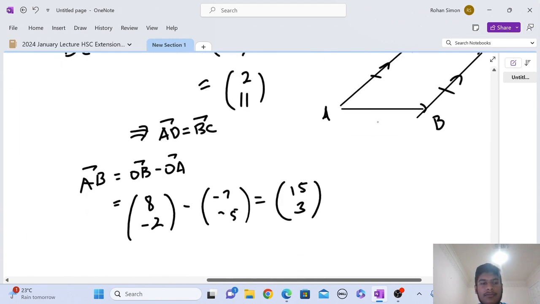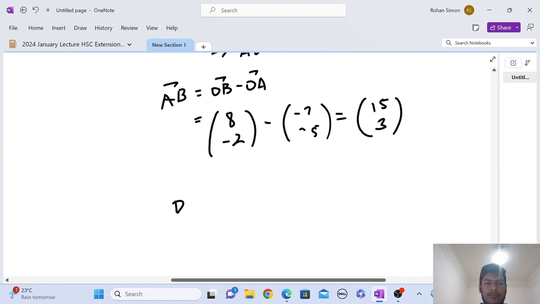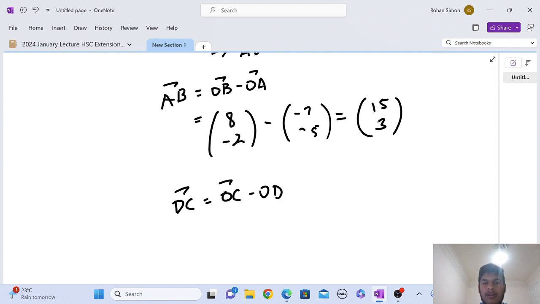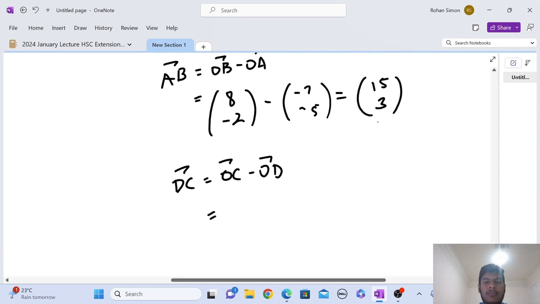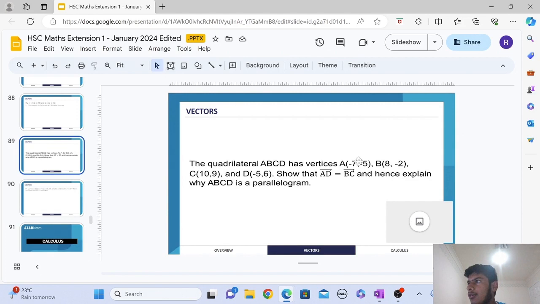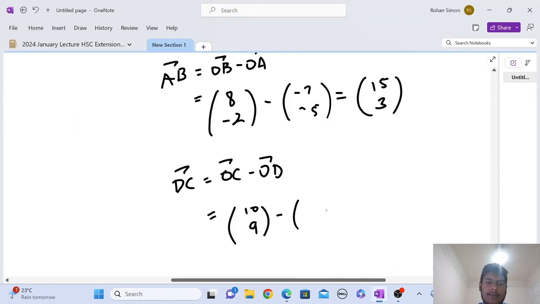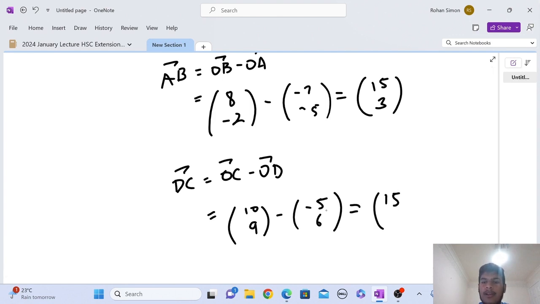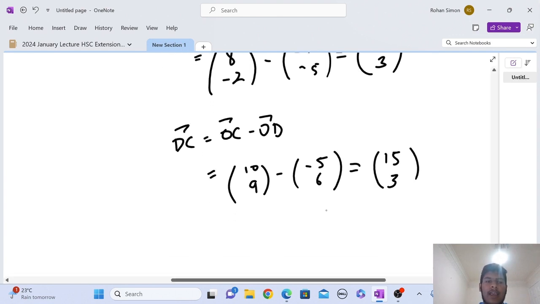And what does vector DC give us? Vector DC is OC minus OD. Well, OC is 10, 9. Vector OD is minus 5, 6. So we end up with 10 plus 5, so 15. 9 minus 6 is 3. So we've shown that AB is equal to DC.